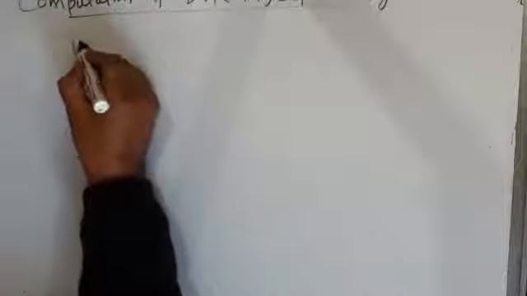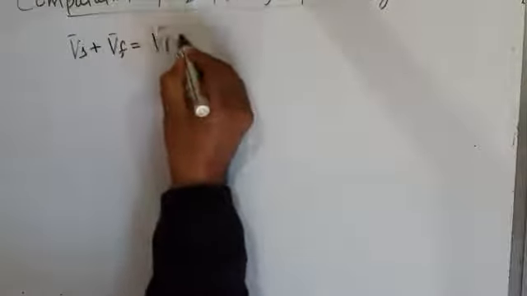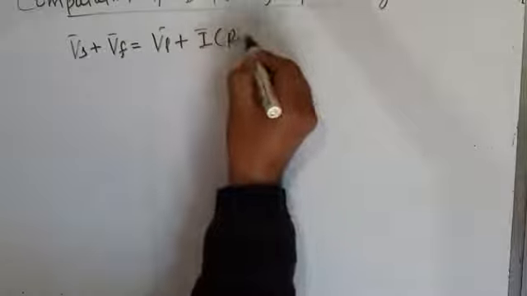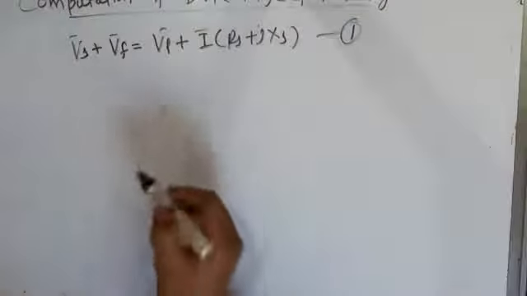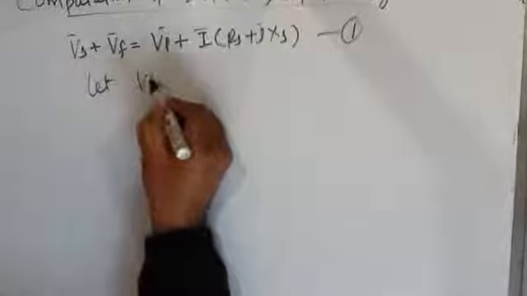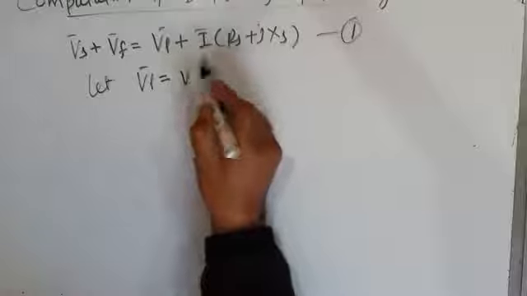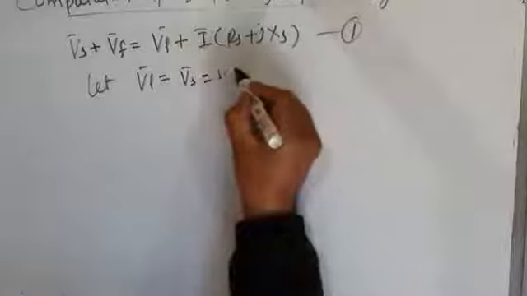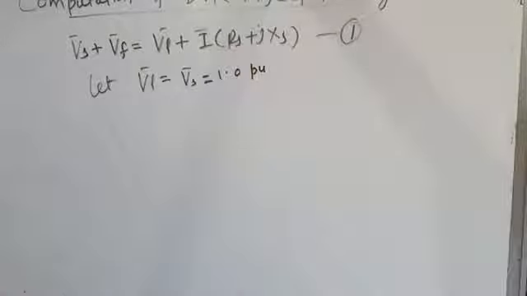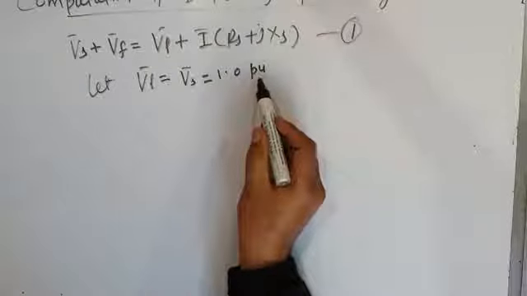For that purpose, we will use the same equation, Vs plus Vf is equal to VL plus I into Rs plus Jxs. Let us call this equation 1. And now let VL be the same as Vs, equal to 1.0 per unit. This is desired. We want load voltage equal to source voltage, 1 per unit. That is, voltage compensation should be done by the DVR.